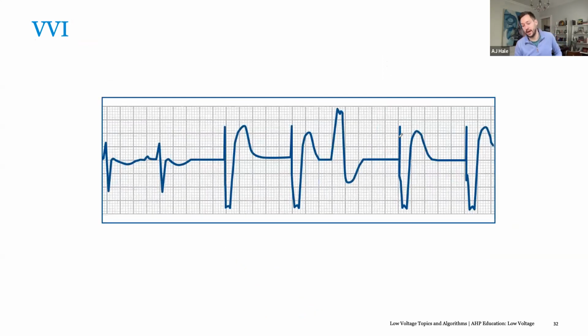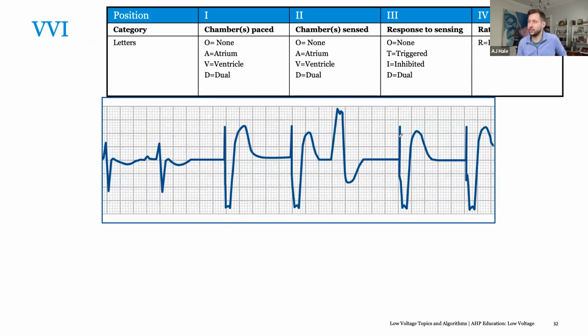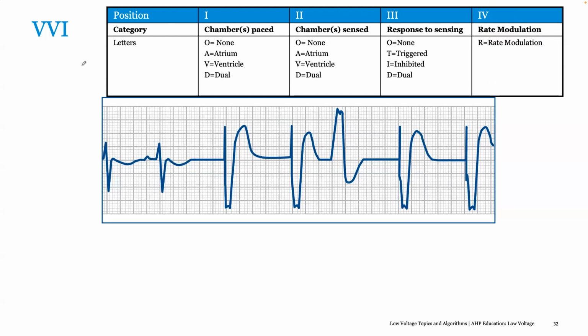So VVI is your next step of complexity, and it's still pretty straightforward. Elvis, do you want to take a shot at what this does? Okay, VVI, we're pacing in the ventricle as well as sensing in the ventricle, and then responding to whatever goes on in the ventricle. If there's an intrinsic beat, the device will be inhibited and won't deliver a pace. But if there's no intrinsic activity, it will count down and then deliver a pace.